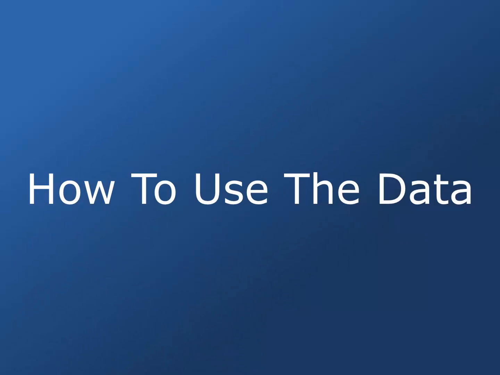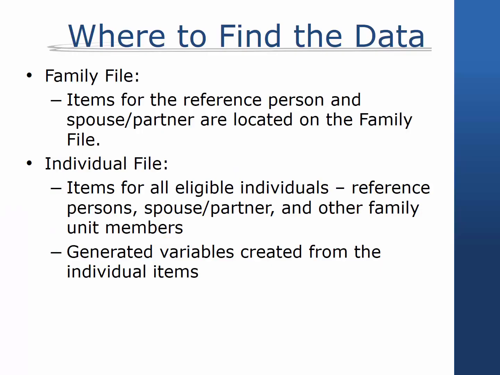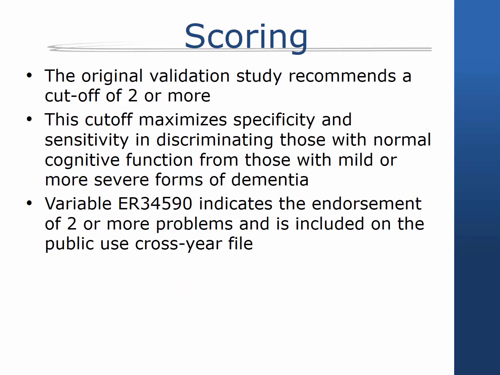Next, we'll talk about how to use these data. The AD8 items are located on the family and individual level files. First, the AD8 items for the reference person and spouse partner are located on the family file, while the AD8 items and generated variables for all eligible individuals, reference persons, spouse partners, and other family unit members, are located on the individual file. The original AD8 validation study recommends a cutoff of 2 or more be used.